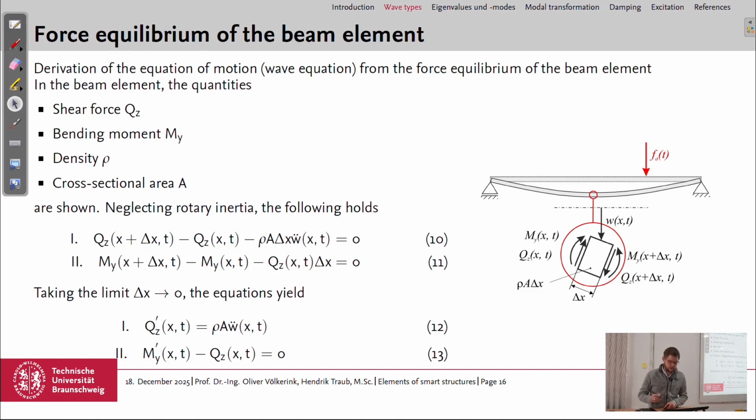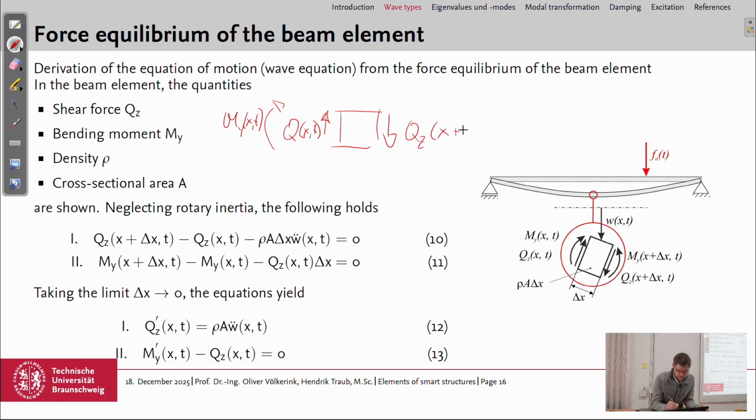And like we did for this particle, we can have a look again at the force equilibrium, or at the moment equilibrium. We have a particle out of the beam again, where we have the shear force on this side, and also the moment on this side. Then we have the slightly changed shear force with respect to space on this side, and I write it here, also the changed moment.